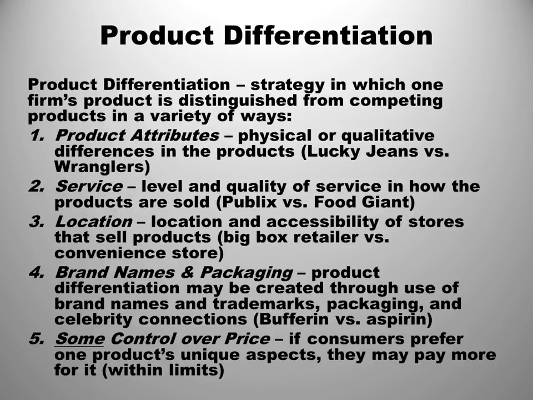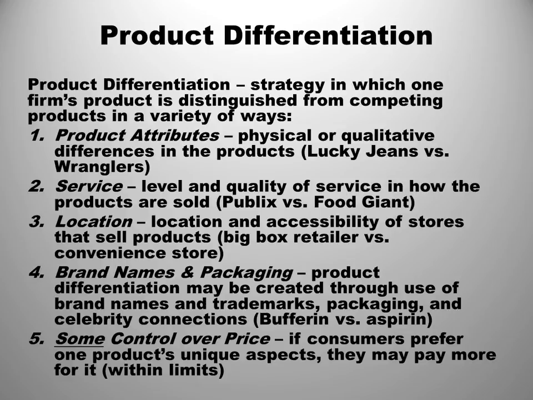What about product differentiation? Well, you can sort of differentiate and hopefully charge more for your product in a number of ways. Product attributes, physical or qualitative differences in the product. Lucky jeans are better than Wranglers. Service, level of quality of service and how the products are sold. Publix, high level of service versus Food Giant. Not to pick on Food Giant, but I've not been there many years, and in my mind, my memory, it's not the level of service at Publix.